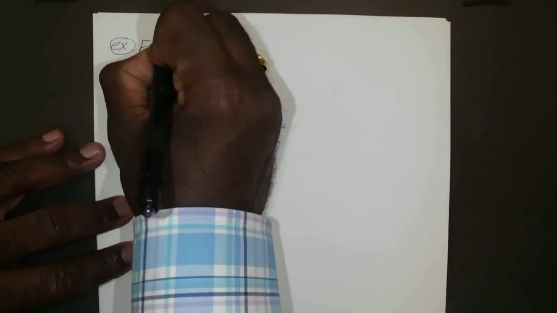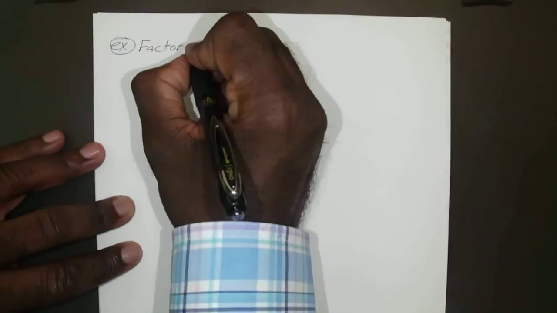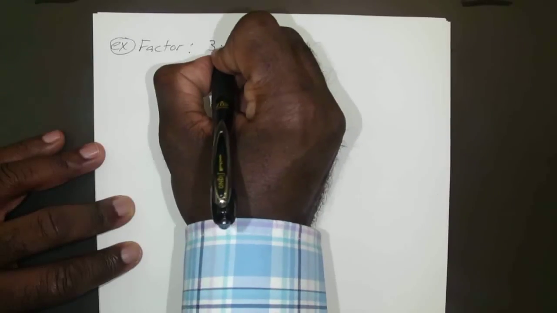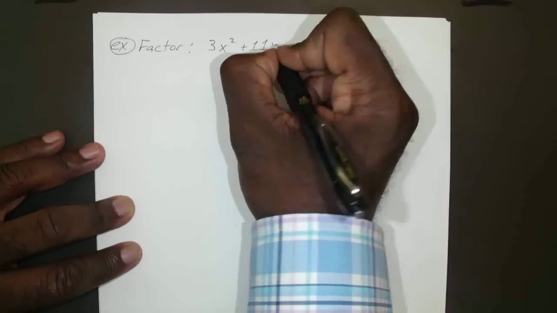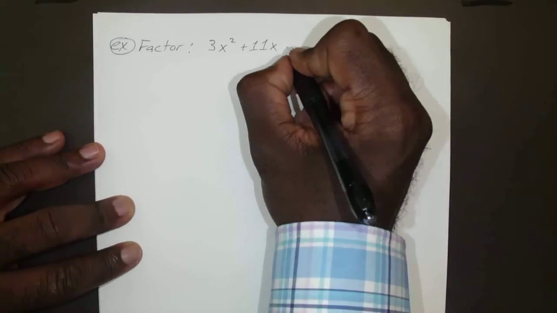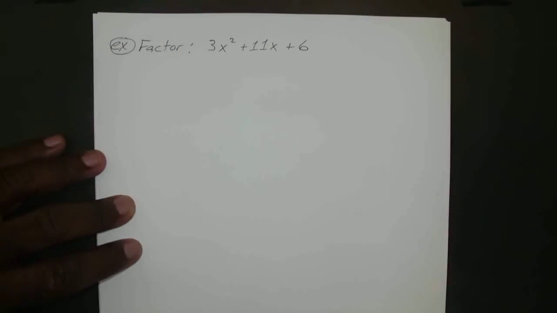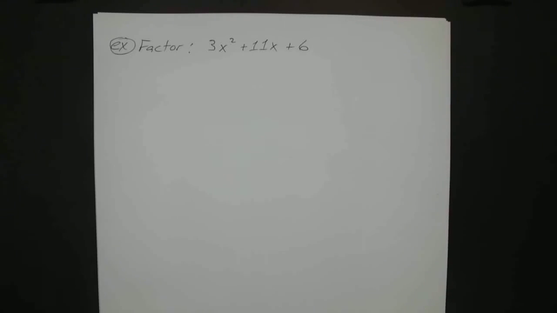All right. Let's get one more example up here. So if we wanted to factor 3x squared plus 11x plus 6. Okay, and I'll give you a few minutes to start on this one.